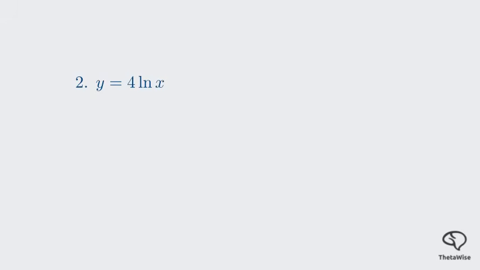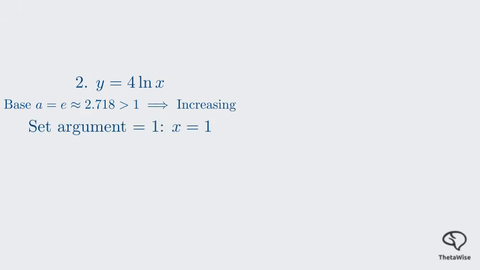Now for the second function. Number 2, y equals 4 times the natural log of x. Remember, ln stands for log base e. The base here is e, which is approximately 2.718. Since e is greater than 1, this graph will also be an increasing function. Let's find the x-intercept. We set the argument x equal to 1. This is a special property of natural log. So the graph crosses the x-axis at the point (1, 0).